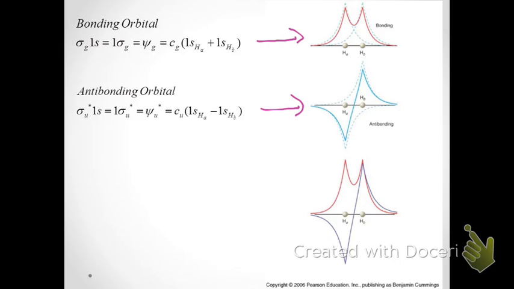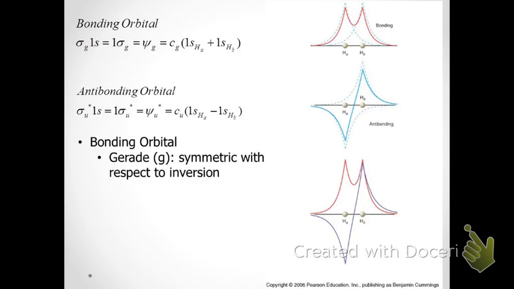Our textbook refers to the one at the top as 1 sigma g, and these are called sigma molecular orbitals, and we'll talk a little bit more about what that means later on. And the one at the bottom is the 1 sigma star labeling. They also have subscripts, and we'll note that what we were currently referring to as our bonding orbital has a subscript g.